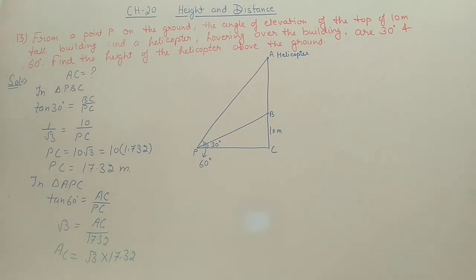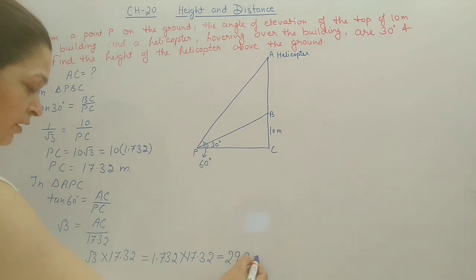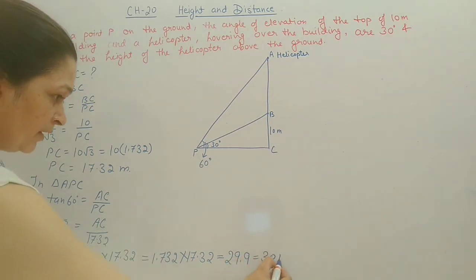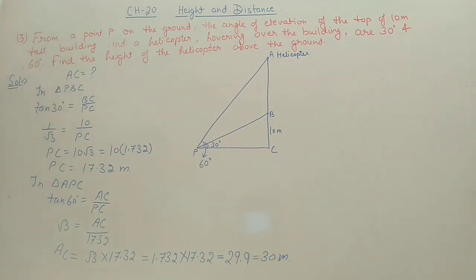Substitute again the value of root 3, 1.732, into 17.32. Multiply both numbers together, then you will get 29.9, which you can write as approximately 30 meter.